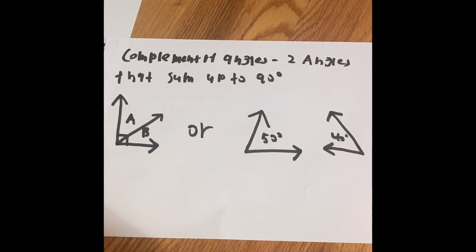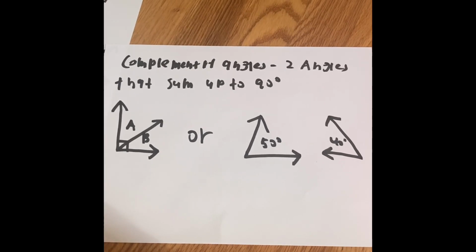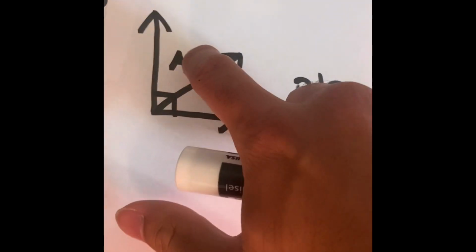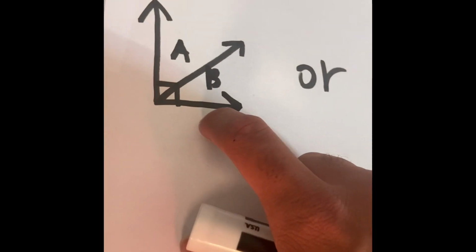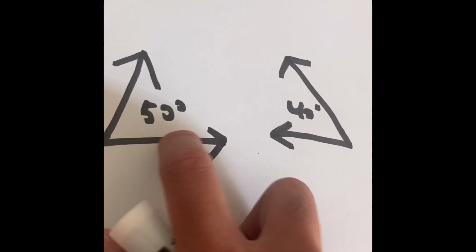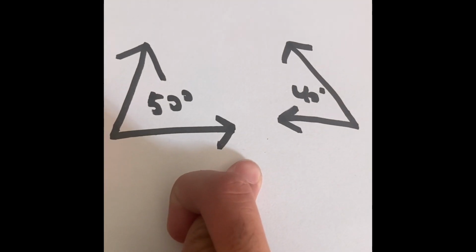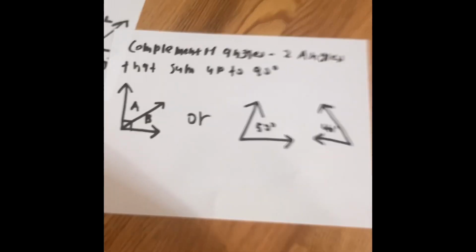To start out, complementary angles happen when there are two angles that sum up to 90 degrees. They could be touching, like angle B and angle A adding up to 90 degrees, or they could be not touching, where a 50-degree angle and a 40-degree angle can be complementary angles since they both add up to 90 degrees.